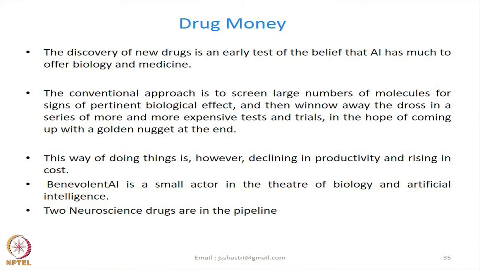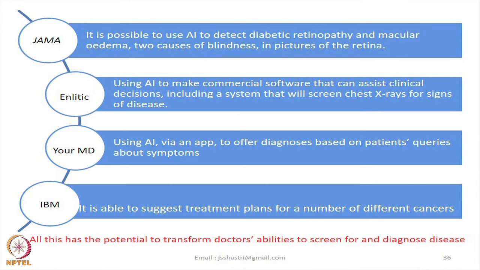Well, I have also read about drug discovery. New molecules are discovered through artificial intelligence, and this is one actor in that theater of biology and artificial intelligence, with 2 neuroscience drugs in the pipeline. The molecules have been discovered by artificial intelligence. Now, this was an article in JAMA, where you can detect diabetic retinopathy and macular edema, 2 causes of blindness, through artificial intelligence.